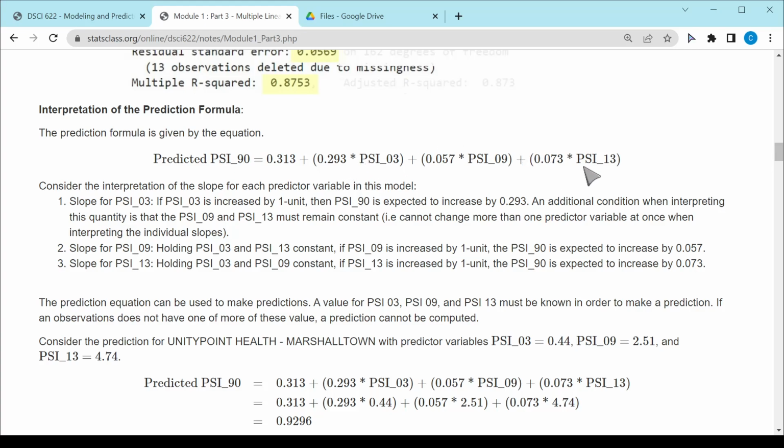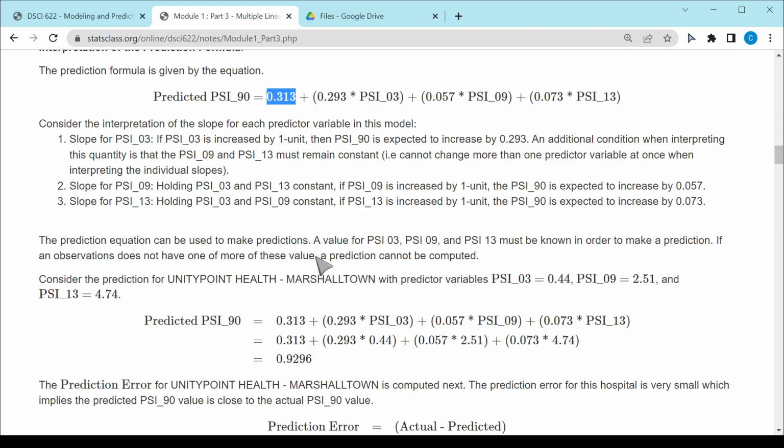So let's try to interpret the PSI 13 then for a minute. What is this 0.073 telling me? If I hold the other predictor variables constant, so holding PSI 03 and 09 constant, if I increase PSI 13 by 1 unit, I can expect the PSI 90 to go up by 0.073. Again, the interpretation of the y-intercept is usually not meaningful and will be skipped here.